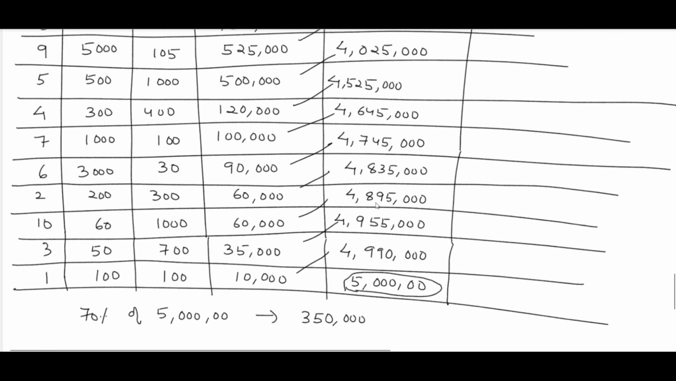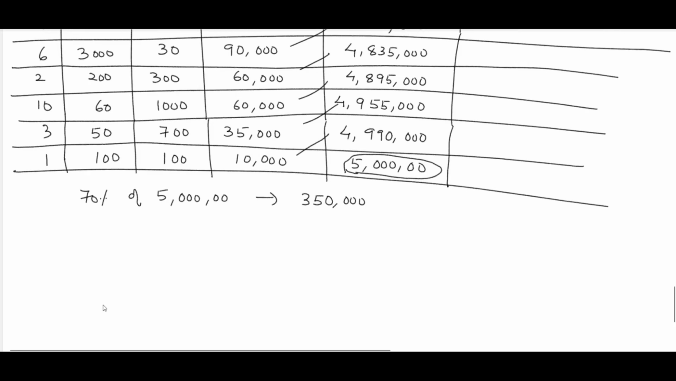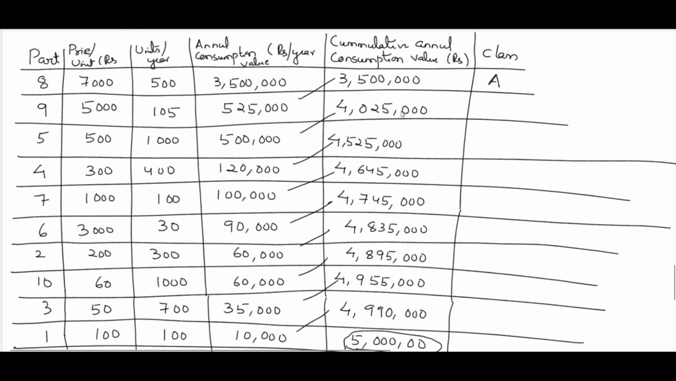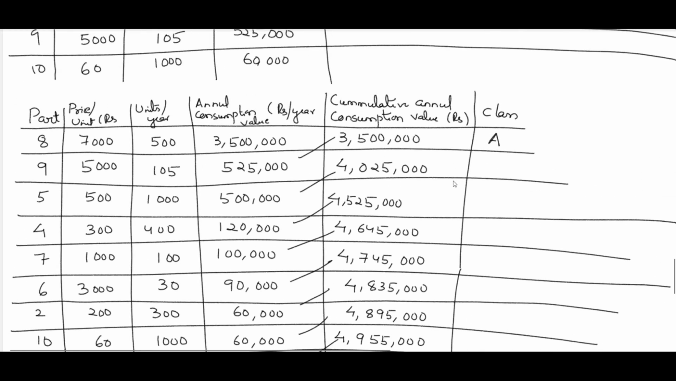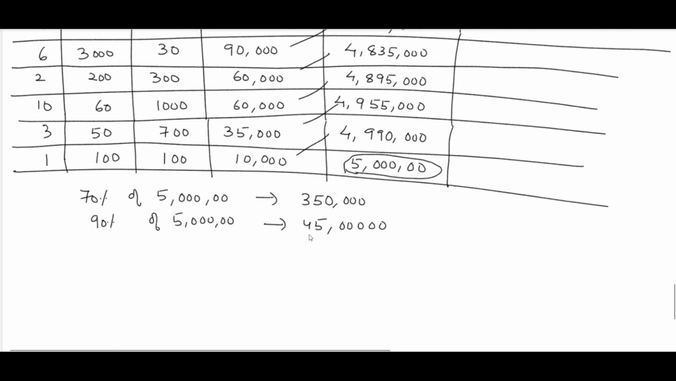Now we will go and find out which components belong to category B. That will be 90% of 50 lakh, which is around 45 lakh. If we see the cumulative sum, the ninth part and the fifth part give a cumulative sum exceeding by just 25,000, but it is manageable. So these two items, the ninth part and the fifth part, belong to category B.